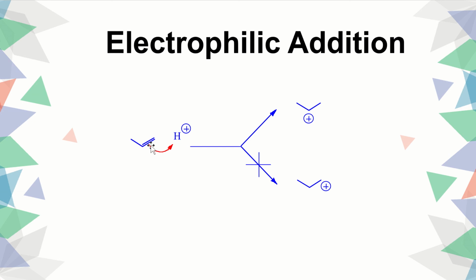So the arrow starts on the double bond, as was the case with our benzene molecule as well, and it ends on our acid. So H plus there just represents an acid, so one of the bonds breaks and we form a carbocation, right? So notice that the option here would have been a primary carbocation versus a secondary carbocation, and obviously the secondary carbocation is favored because it's more stable.